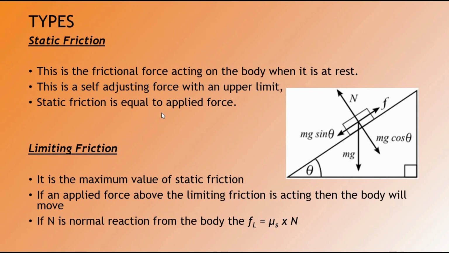Static friction is equal to the applied force. Limiting friction is the maximum value of static friction, as I already said. If an applied force above the limiting friction is acting, then the body will move, and the normal reaction on the body, which is N, can help us find the limiting friction, which is equal to mu s into N. Now, mu s is called the coefficient of static friction, and as I already said, it depends only on the nature of the surfaces in contact.